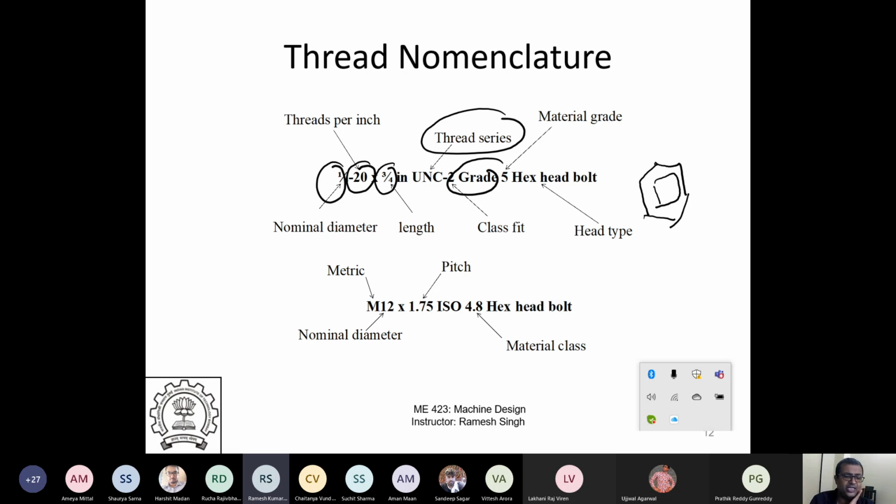And then if you want to see the nomenclature for metric, there is M12 or M6. The equivalent for this will be M6. Then you'll specify pitch instead of threads per inch. Then the material class is ISO 4.8, which was grade 5, and hex head. So this is how, if you want to go buy a bolt, all this you have to specify.